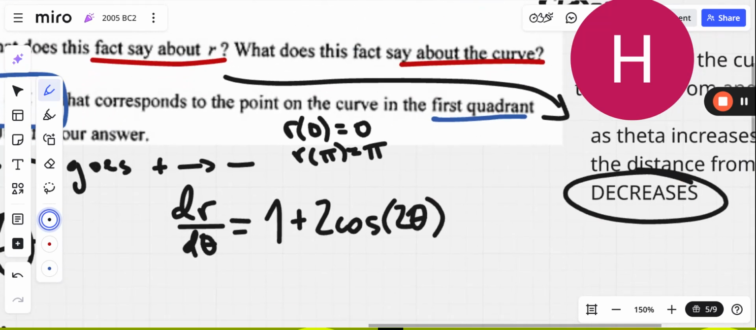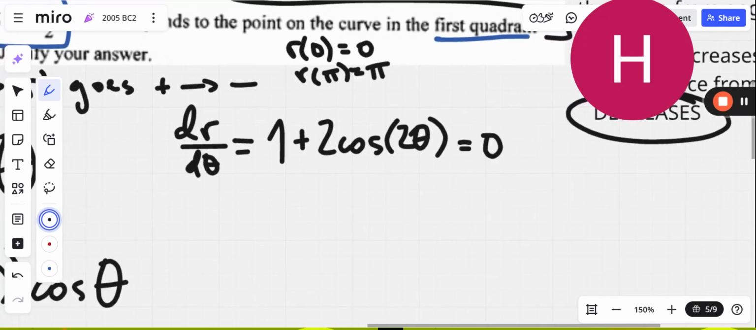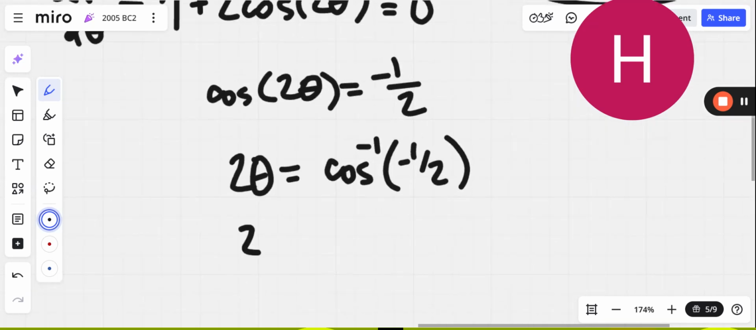So now we're looking for critical points because that's where we can also have maximums and minimums. So critical point is where this equals 0. In other words, cosine of 2 theta equals negative 1/2, which means that 2 theta equals the cosine inverse of negative 1/2, which a calculator will tell you. What will a calculator tell you? A calculator will tell you that this is 120 degrees, or if you're in radians, it'll tell you that this is 2 pi over 3.